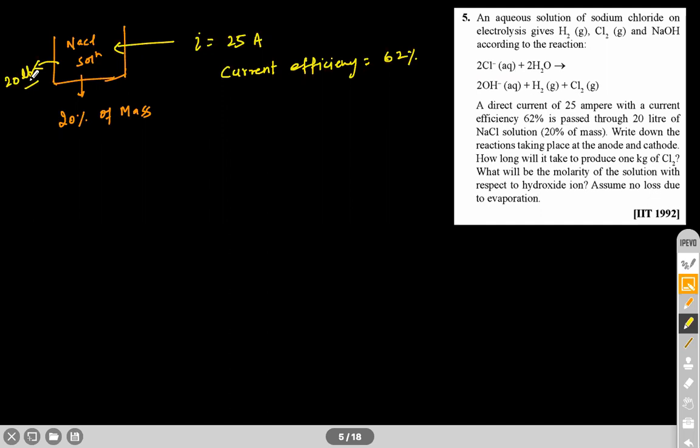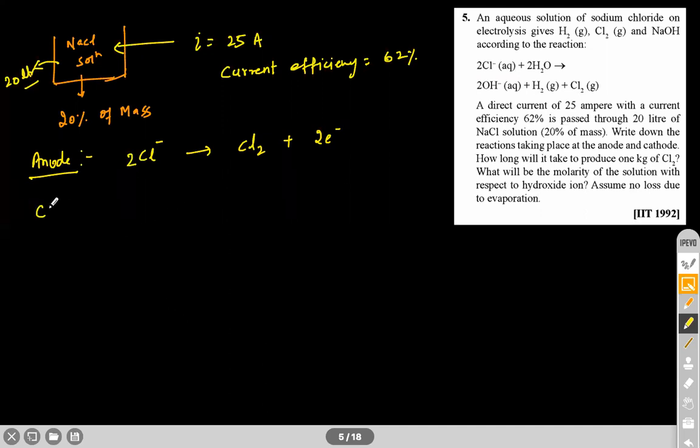So what is the reaction at anode and cathode, right? So we have NaCl solution, means NaCl plus water is present over there. NaCl plus water means we have Na+, Cl-, H+ and OH-. So obviously the possible reaction at anode is Cl- gets oxidized and converts into Cl2 plus 2 electrons, from 2Cl-. This is the reaction at anode.